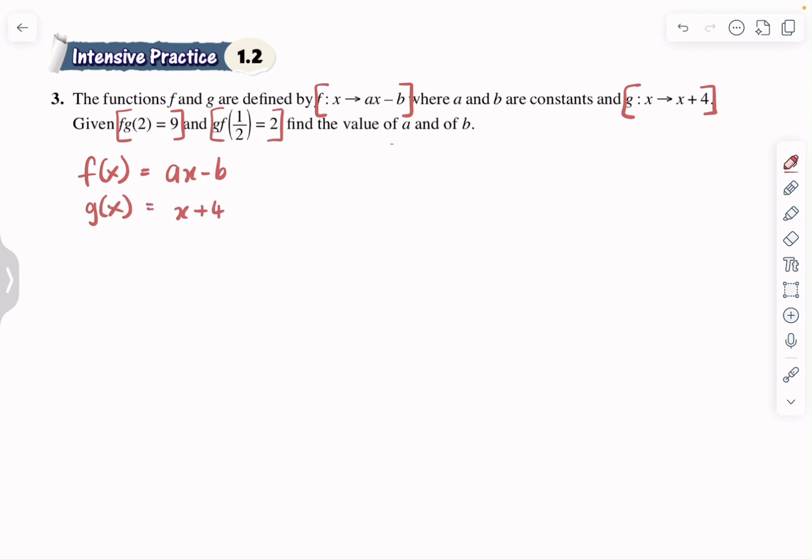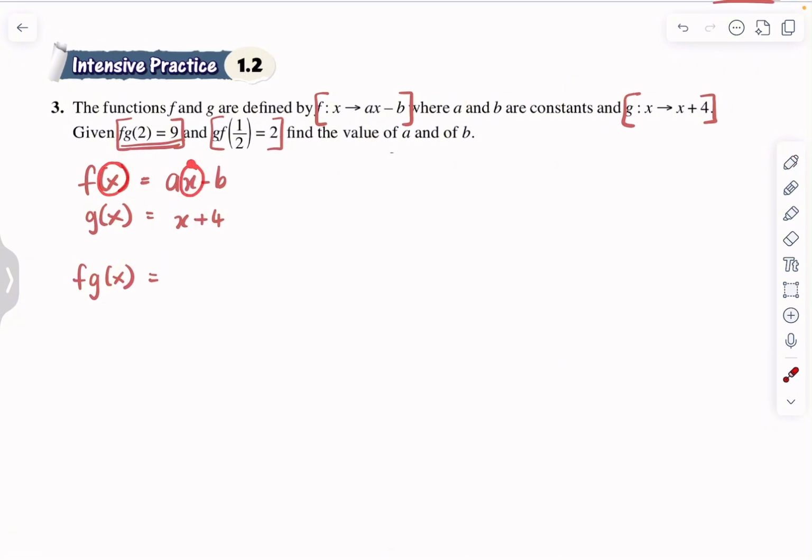So first they gave us fg(2). So let's find what is fg(x) first. Okay. If f(x) is ax minus b, f(y) is ay minus b, f(z) is az minus b, fg(x) will be a times g(x) minus b. Okay. So now let's find what's fg(2). They said fg(2) is 9, right? Okay, so we can figure out what's fg(2).